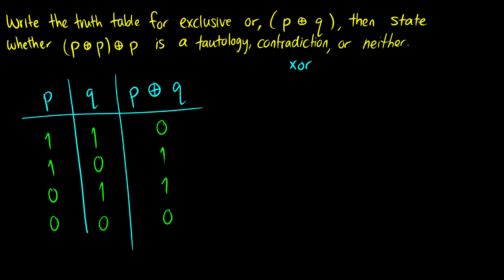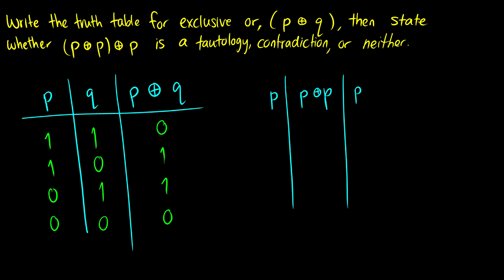Now we want P XOR P XOR P. Let's do a truth table for this. We can have P XOR P, then for our third column, P XOR P XOR P. We only have two conditions in this one, so P can be a 1 or a 0. P is always going to be the same value as itself, so P XOR P will be 0. Same in the second row.